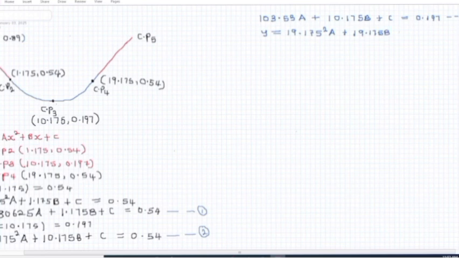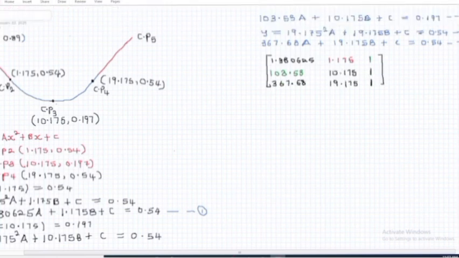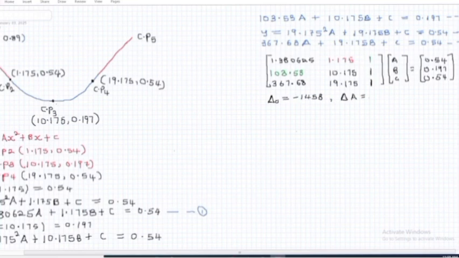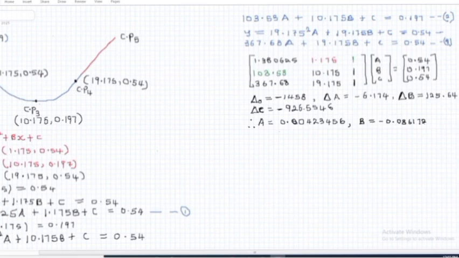So let's work on when x is equal to 19.175. We can substitute it, and the value for y is 0.54. If we work that out, we're going to have 367.68a + 19.175b. Once we obtain the values, we'll have the 3 equations we've gotten. We'll solve it using matrix, and we'll obtain the values for a, b, and c.